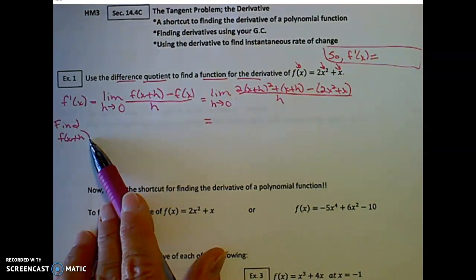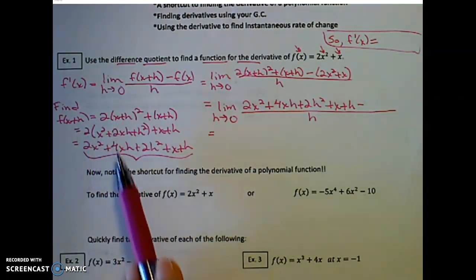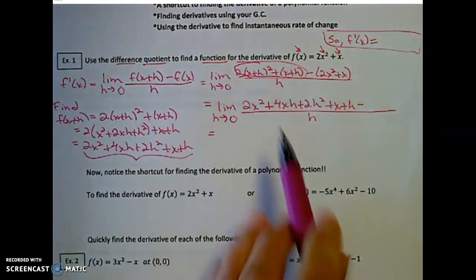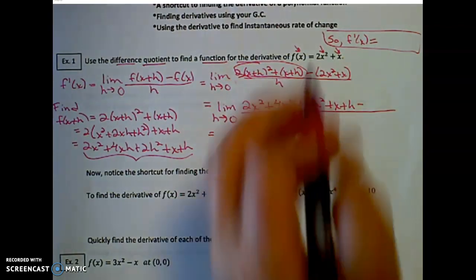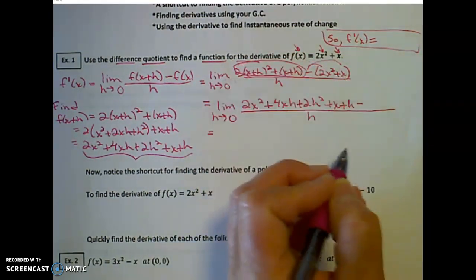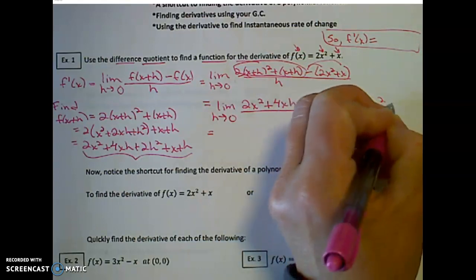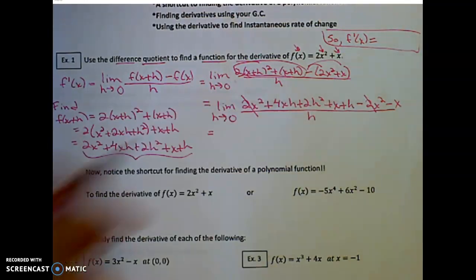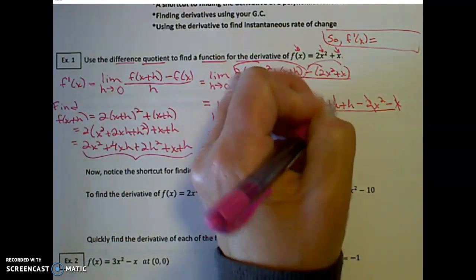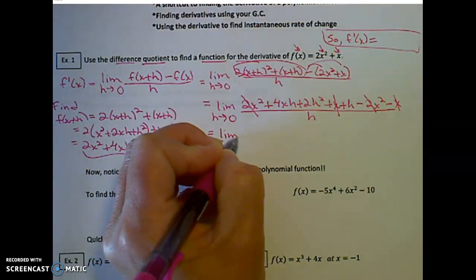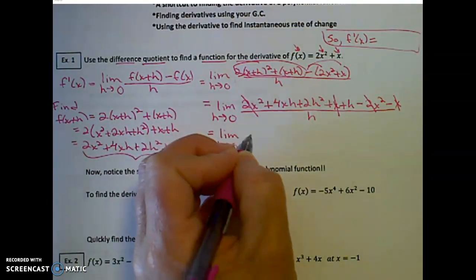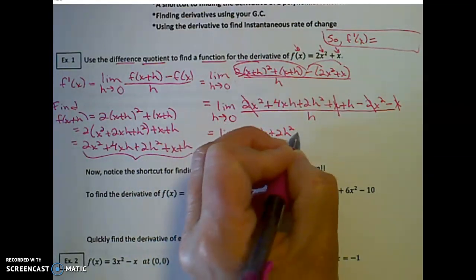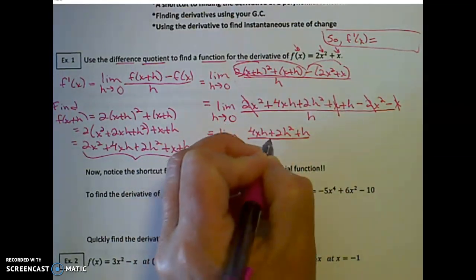I'm going to pause. When I expand f of x plus h, I got this. So I substitute that into that numerator. I'm going to distribute this negative, minus 2x squared minus x. Okay, nice polynomial function, so things will always cancel. Those are gone. Those are gone. And this becomes the limit as h approaches 0. Notice what's left in the numerator, 4xh plus 2h squared plus h, all divided by h.